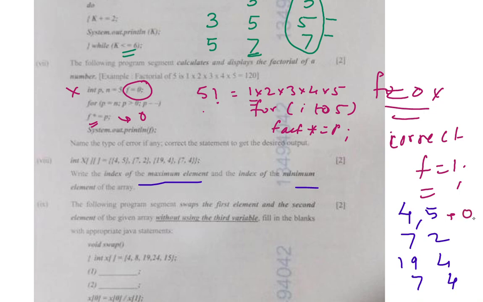This is my 0th index, this is my first row, this is my second row and this is my third. What is my maximum? This is my maximum, correct? And which is the minimum value? This is my minimum value. Now tell me the index.